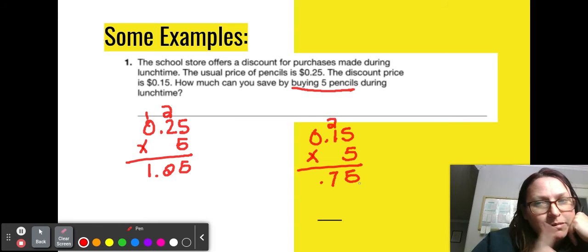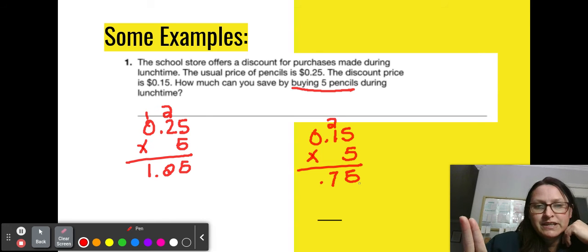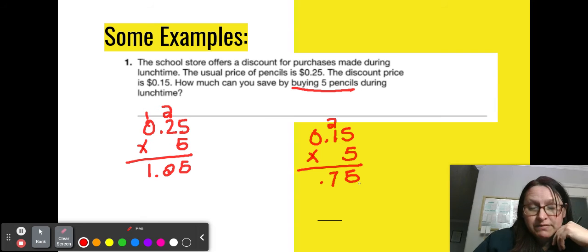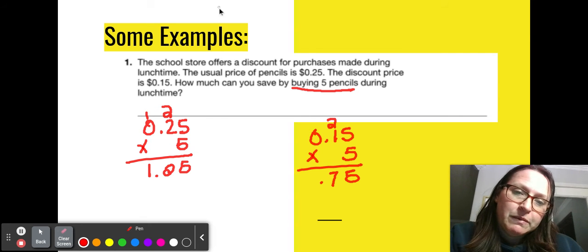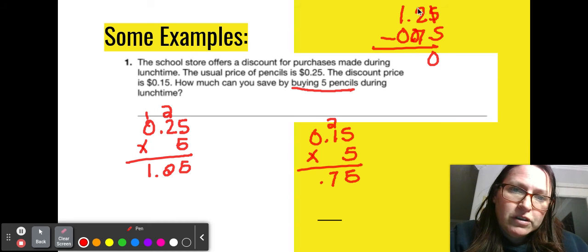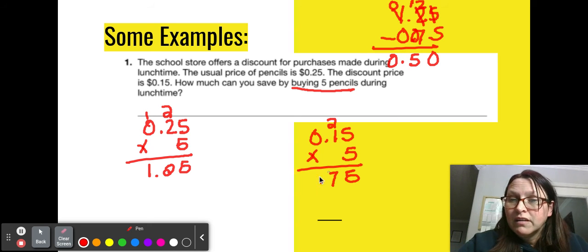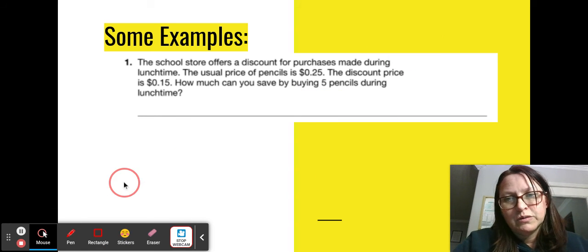Now what would I do? I know how much the pencils cost at normal price, and I know how much they cost at discounted price. So now I have to find the difference. Difference always tells me I subtract, so I'm going to do $1.25 minus 0.75. So 5 minus 5 is 0. 2 minus 7, I can't do it, becomes a 12, and my 1 becomes a 0. 12 minus 7 is 5. My decimal comes down. 0 minus 0 is 0, so I save 50 cents. Let's do another one.